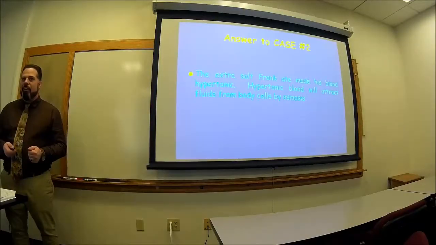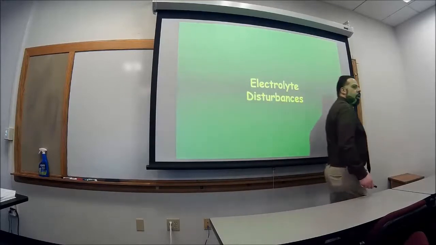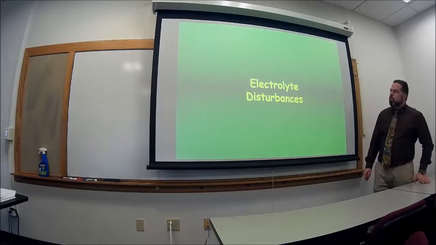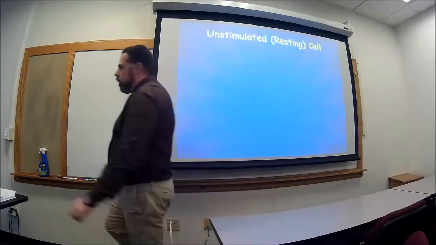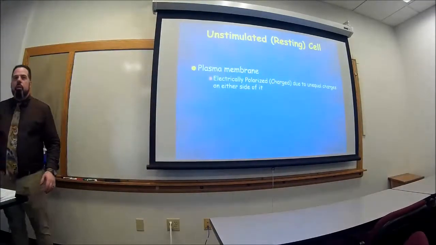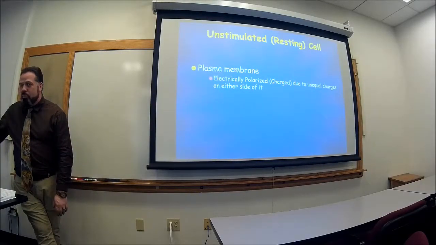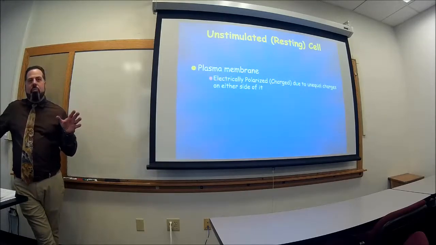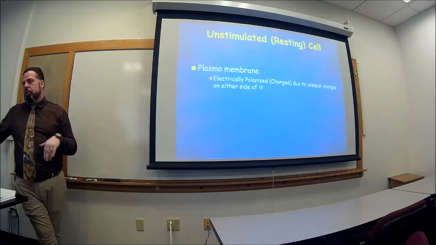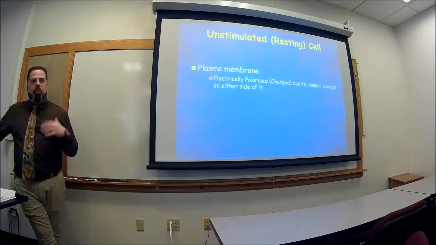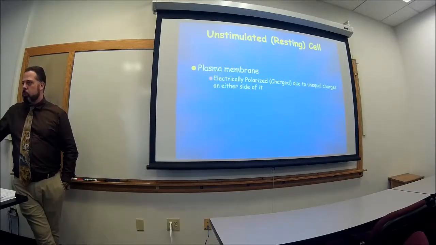All right, so let's talk about a few electrolyte imbalances, okay, disturbances. So an unstimulated resting cell, all right? The plasma membrane, we're going to go back to our good old action potential, all right? The plasma membrane is separating the extracellular fluid from the intracellular fluid. There's a charge on the outside, there's a charge on the inside. And when you subtract that, the difference of that is what we call a membrane potential, resting membrane potential.